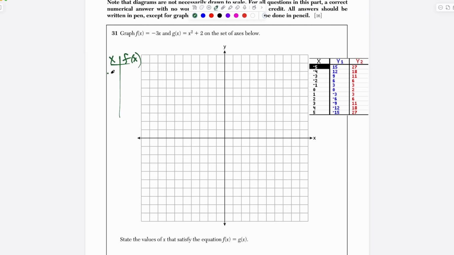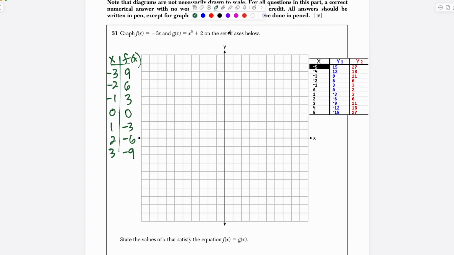So I'm going to start here at -3, and when x is -3, the y value is 9. And then we have -2, 6, we have -1, 3, we have 0, 0, we have 1, -3, then we have 2, -6, and then we get 3, -9 is going here.